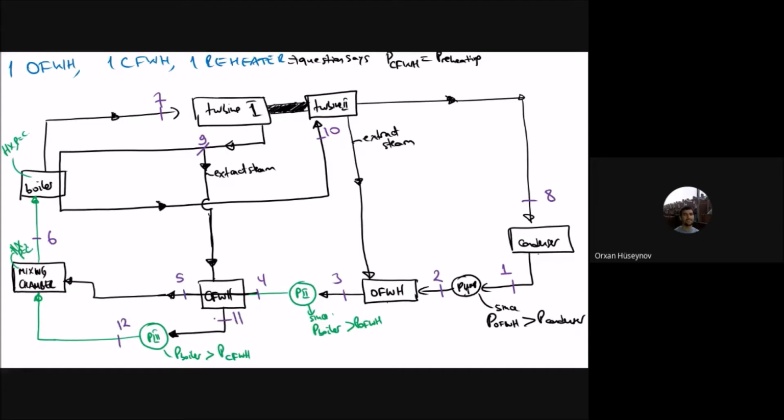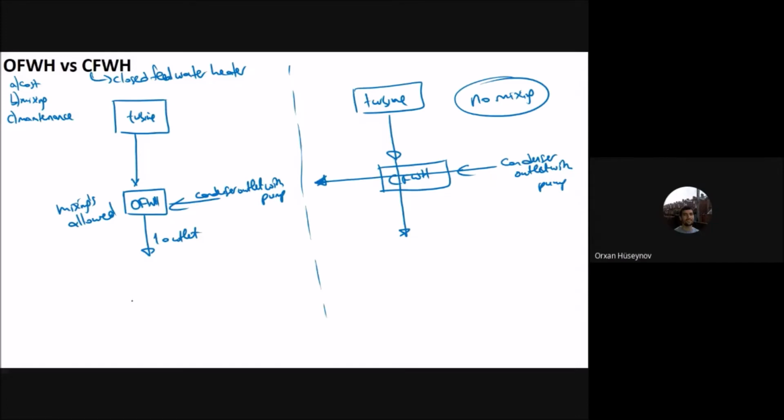Let me see if there is any number left. So yes, of course, this one. So this one will be that 10, 11, 12, and then 13. You will have that 13 here. So yes, all of the points are numbered. So let's draw it. But before drawing, let me identify which points have the same pressure and which one has the different pressure.